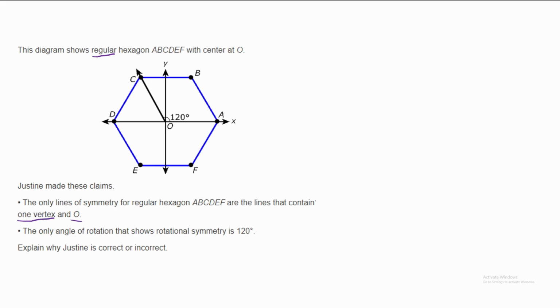This is not true. And I'm going to just tell you it's not true because why? If we create a line here that goes through the center and connects the vertices, those work, but it's through two vertices and the center.